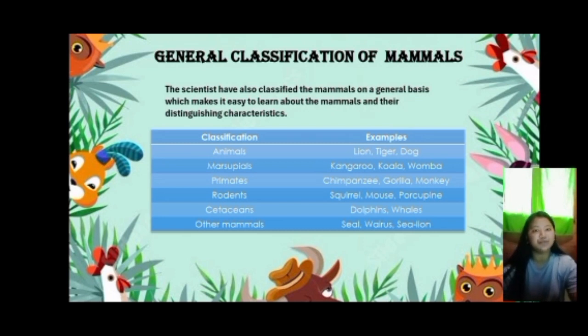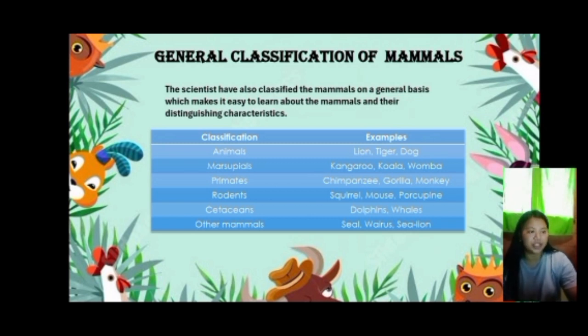General classification of mammals. The scientists have also classified the mammals on a general basis, which makes it easy to learn about the mammals and their distinguishing characteristics. Ang classification are carnivores, marsupials, primates, rodents, cetaceans, and other mammals. Ang example ng animals kay lion, tiger, dog. Tas ang example sa marsupials are kangaroo, koala, wombat.